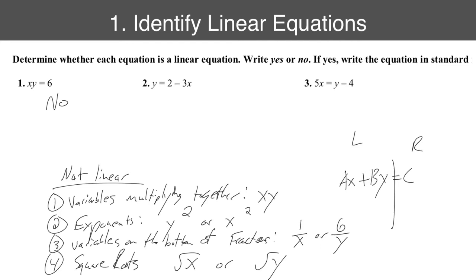So let's take a look at number 2. We have y equals 2 minus 3x. So the y is on the left, that's correct. The 2, which is the constant, it doesn't have a variable, it's on the right. So that's correct. The only thing that's out of place is the 3x. So all we're going to do is just add the 3x over. And remember, because it's ax, the x has to come first. That'd be 3x plus y equals 2.